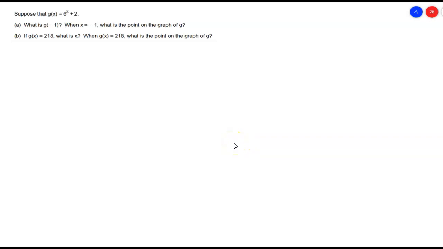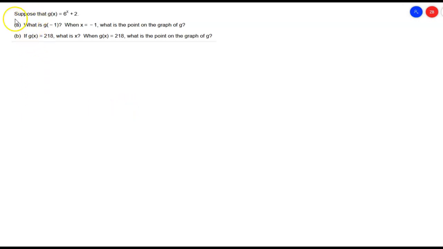Hey, this is Mr. Beckstrom, and today we're going to do an example problem from section 5.3. This is on exponential functions. So make sure you take a look through that section to learn the rules for exponential and logarithmic functions. Actually, logarithmic functions is the next section after that.